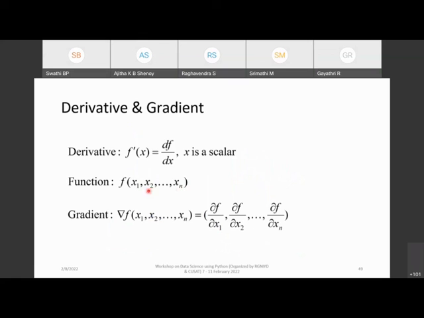Now in the n-dimensional case, here f is a function with n variables x1, x2, etc., xn. Then the gradient is represented by dou f by dou x1, dou f by dou x2, etc., dou f by dou xn. That means partial differentiation of f with respect to x1, partial differentiation of f with respect to x2, and similarly partial differentiation of f with respect to xn.